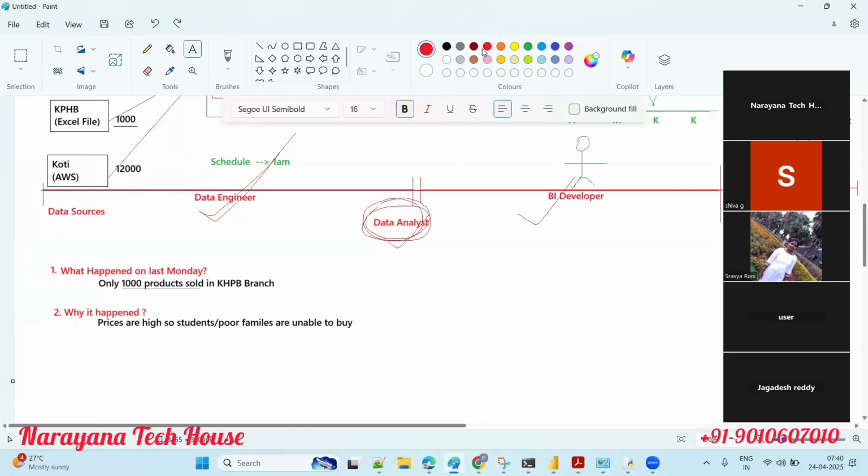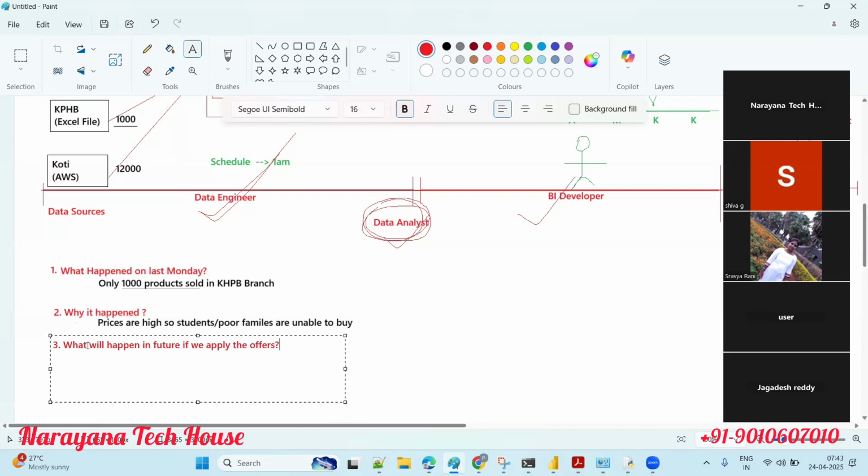Decision means what? Okay, like giving the offers. Finally, what is the goal of the decision? To increase the sales, right? To increase the sales, guys. Now the third question is, okay, see here. So what happens? What will happen in future? In future, if we apply the offers, what happens?